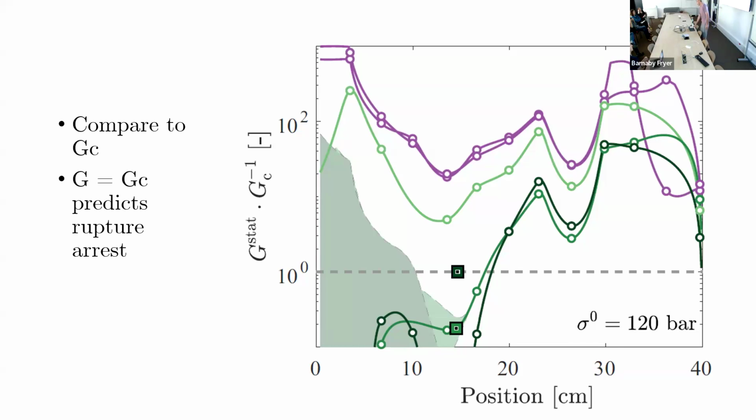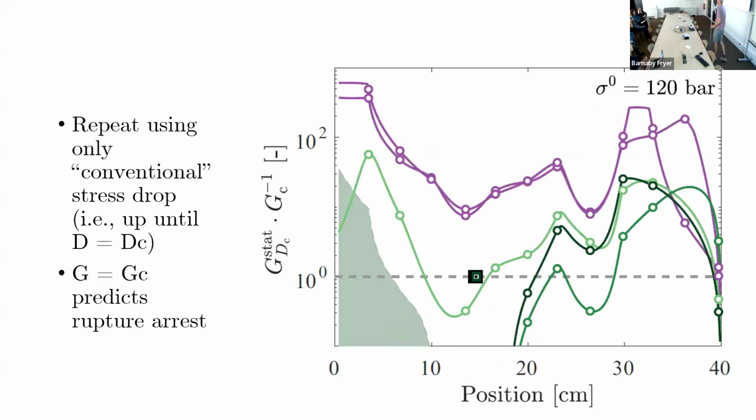If we now do the same exercise where we only take the stress drop up until DC, so we said the long tail weakening is not important for our rupture propagation, it's only this localized, edge-localized stress drop that's really important for us. We do the same thing. Again, purple was no stress barrier, greens are stress barriers. We start to see a problem.